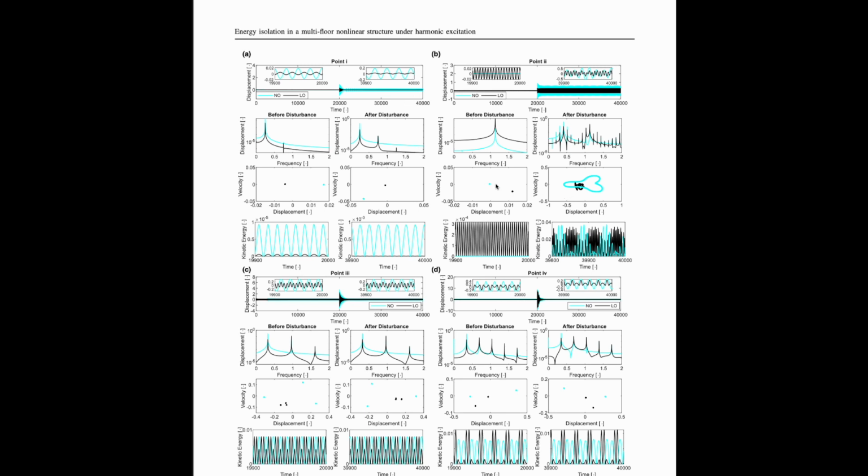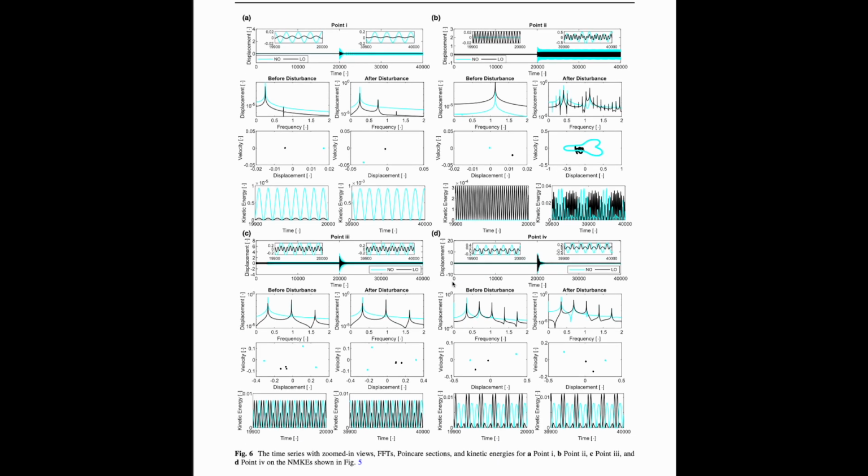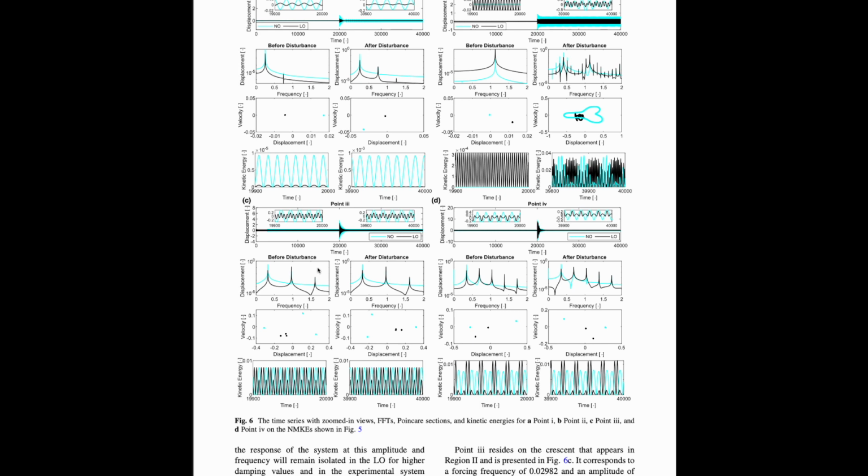So you can see here in point 2, before the disturbance, we have a nice single fixed point for each of these. It's actually a single harmonic response here. Then after that disturbance, we suddenly get a closed loop indicating a quasi-periodic response. Here you can see these kinetic energies as well. If we go to another point here, we actually have a 3-to-1 internal resonance shown by these 3 fixed points. After the disturbance, we also have these 3 fixed points.